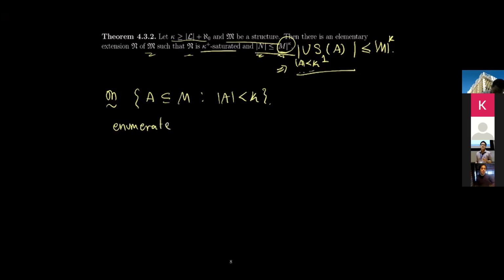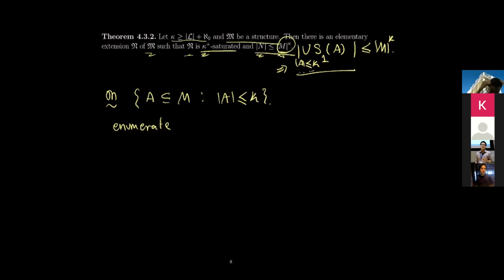I think the cardinality of A is not less than, but less than or equal to kappa, because you are going to construct kappa plus saturated. Right, thank you. This is less than or equal to kappa, just because we're going to construct a kappa plus saturated model.